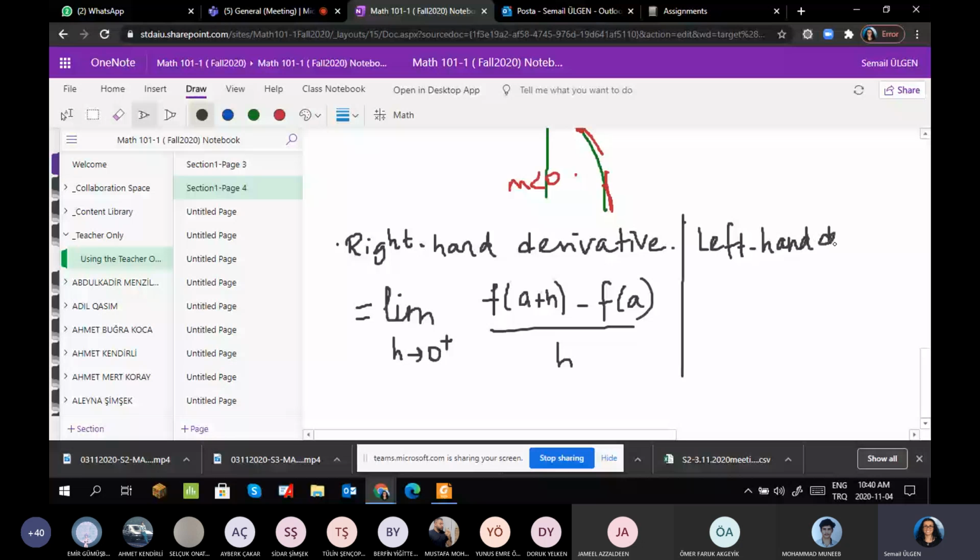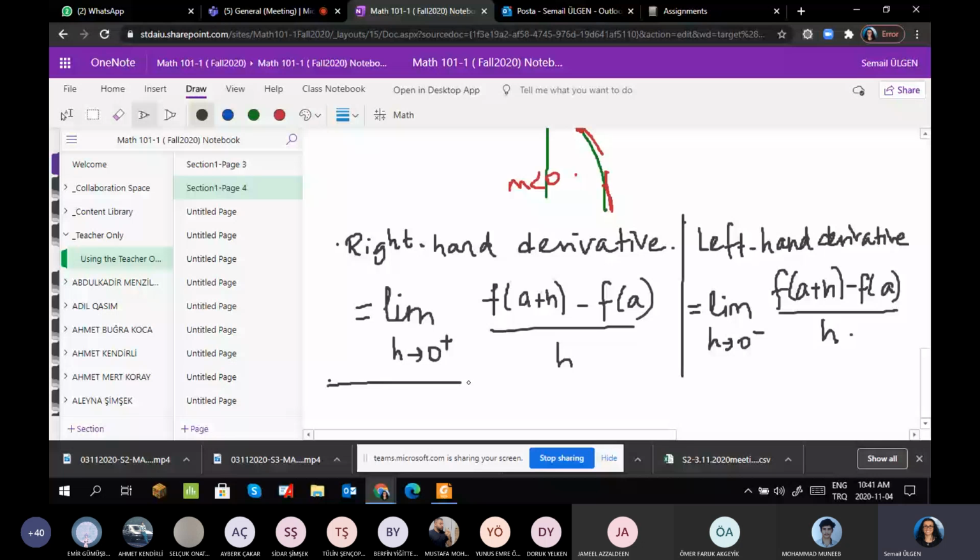This is the limit as h approaches 0 from the left of f(a plus h) minus f(a), over h. So this is the left-hand and right-hand derivative. And why do we need them? If you remember, for continuity we have the right limit and left limit. If the right limit and left limit exist, then the limit exists. And for continuity, we require it for sure.